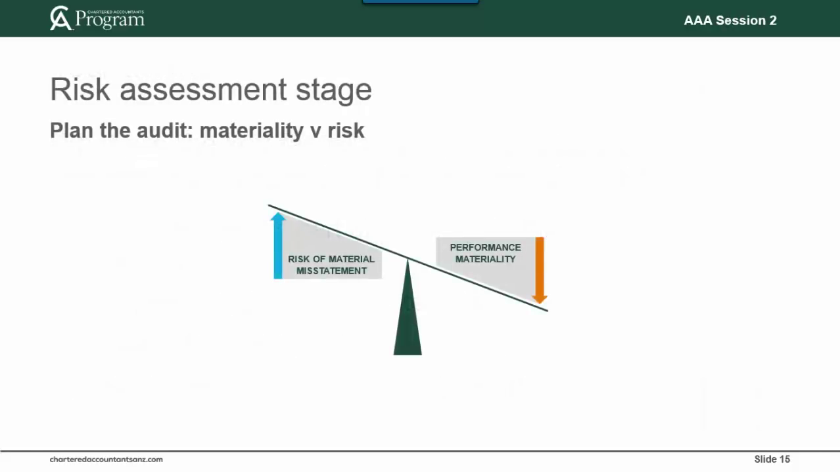Remember the relationship between performance materiality and risk. The key thing to remember here is that there is an inverse relationship between performance materiality and the risk of material misstatement. So if risk is high, we may need to reduce performance materiality, which means we would need to do more audit procedures. If risk is low, we may increase performance materiality, which means we would need to perform less audit procedures.